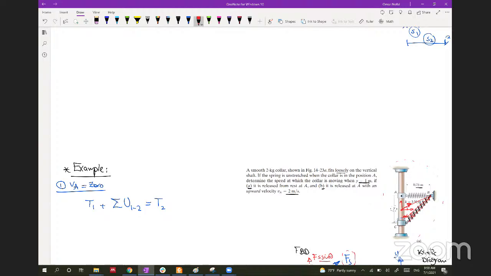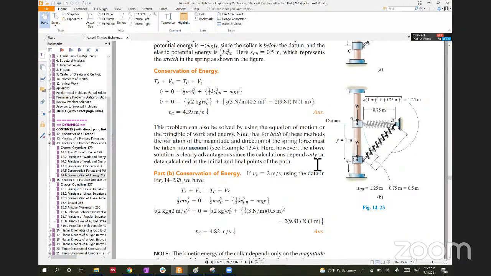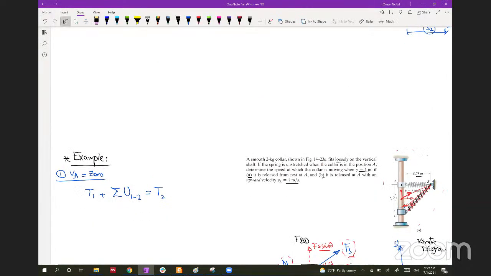over the motion. But what Hibbeler said here is that the energy solution is clearly advantageous, since the calculation depends only on the data at the initial and final points. So here we consider that the total force in the spring does the work, not just one component, because we are thinking about the whole system, not only the force exerted on this body.